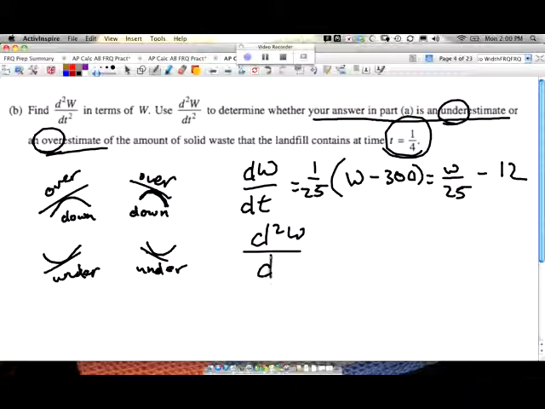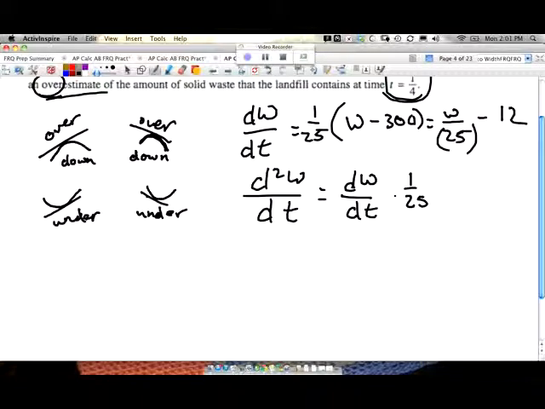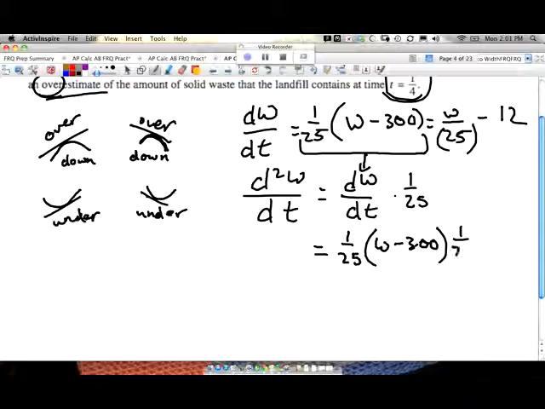Because when I take this next derivative with respect to t, what's the derivative of w with respect to t? It's dw/dt times this constant, which is 1/25. You might be asking yourself, wait a second, is that positive or negative at w equals 300? Well, dw/dt, this piece, is plugged in right there. So this is really 1/25 times (w minus 300) times 1/25.